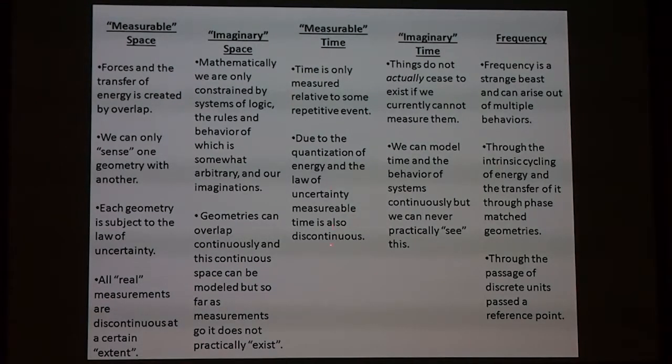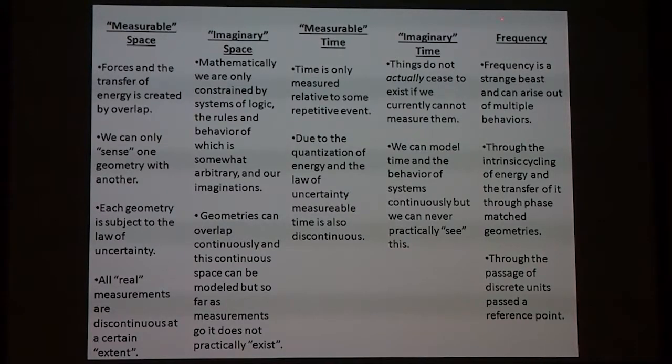So we'll once again have measurable time, which is what we can actually measure in the laboratory and what we can practically work with. And then we have imaginary time, which is like imaginary space, where we say things don't stop existing just because we're not interacting with them. If we leave the room, the chairs in this room don't suddenly disappear because we're not looking at them. They're still there, they still have properties.